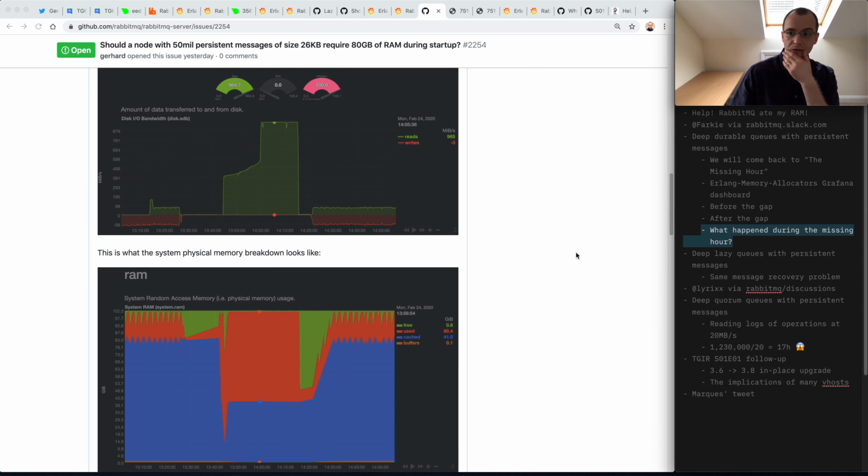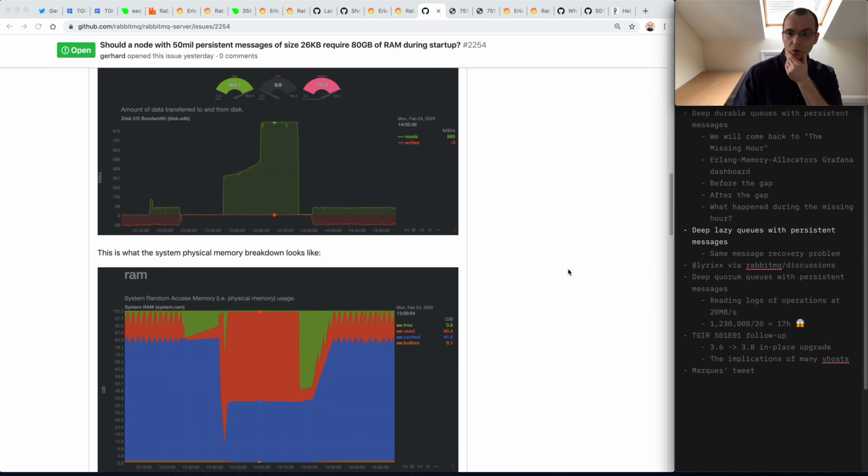I was wondering, the next thing is, what happens if we use lazy queues? So we know that lazy queues have a better memory profile because they keep as little of the messages in memory as possible. They just go straight to disk. So you'll have a higher disk I/O in that case, but a lower memory usage. So that seemed like a good thing to try next.